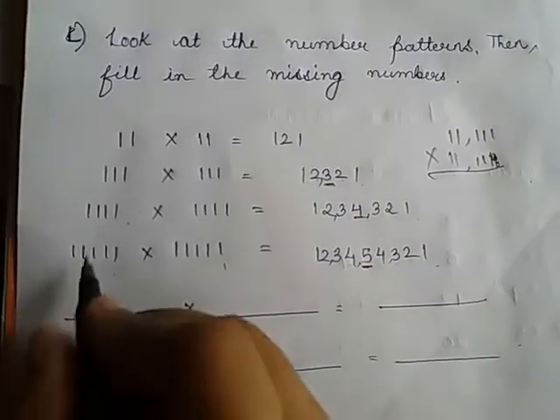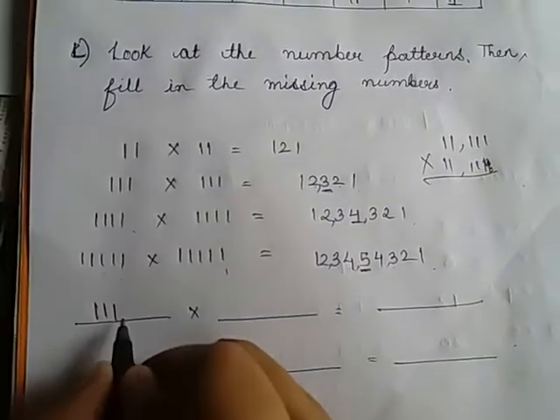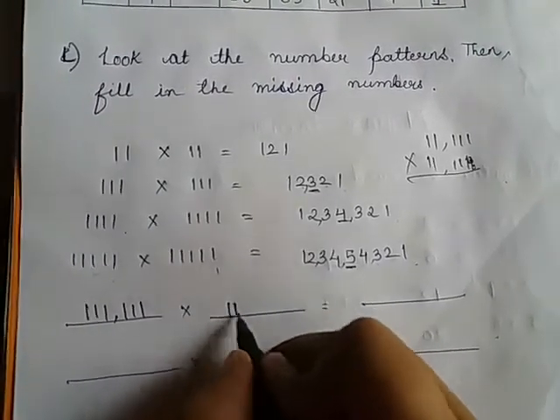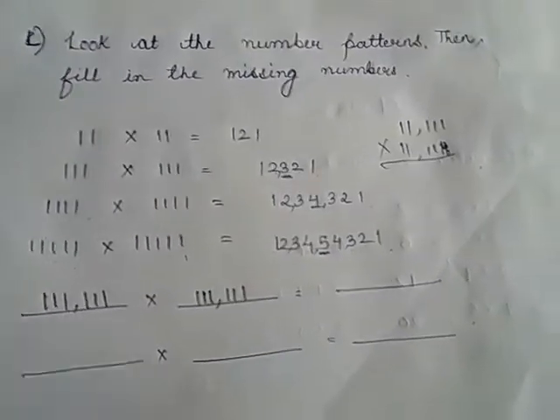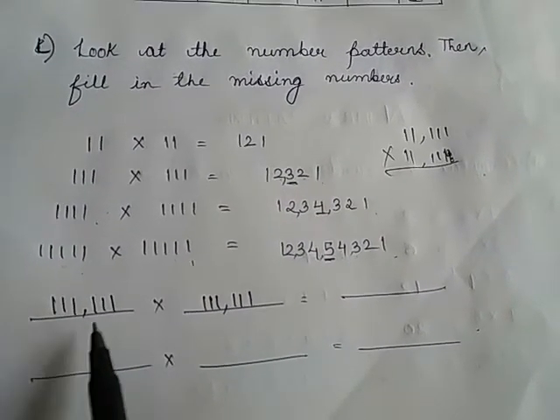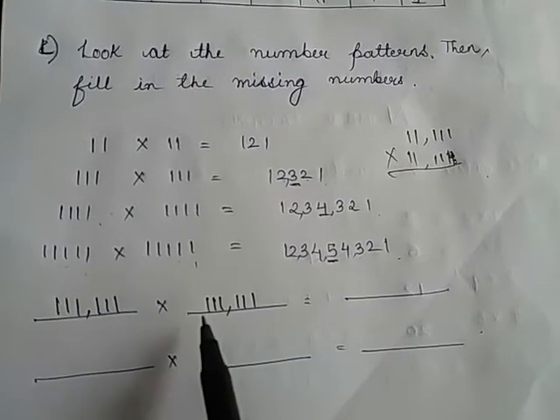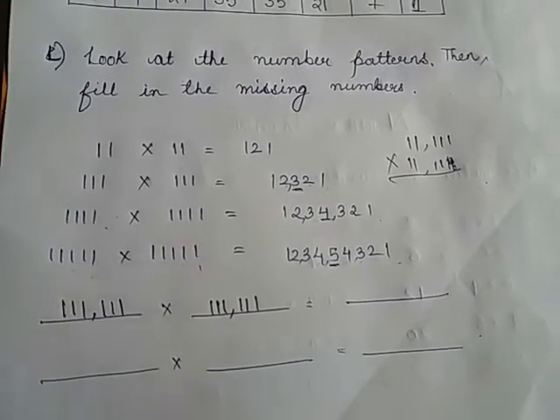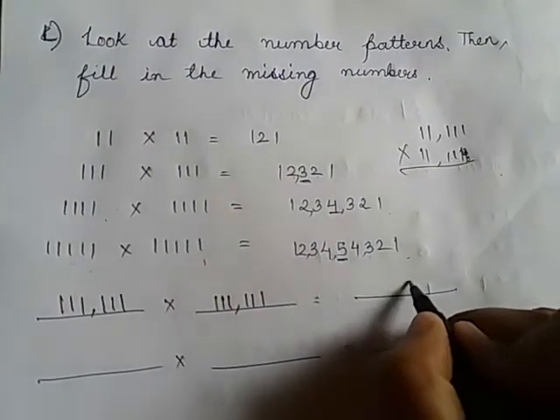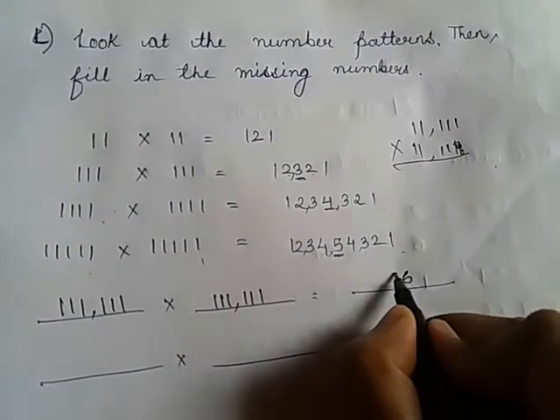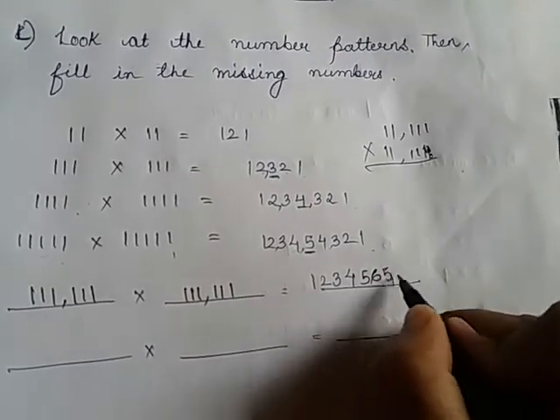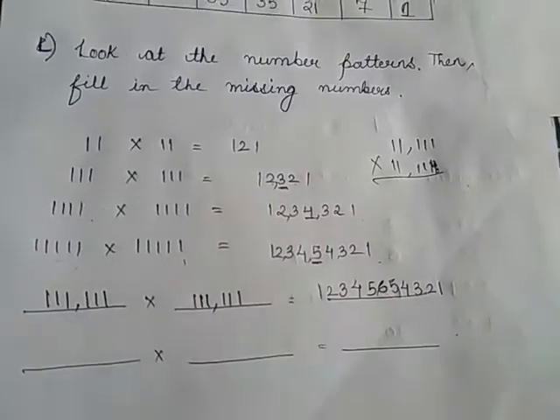So let's see, if we put six 1s here, this will be 111,111 multiplied by 111,111. See, there are 6 ones over here. So we will put 6 in the middle and will do it like this: 5, 4, 3, 2, 1.